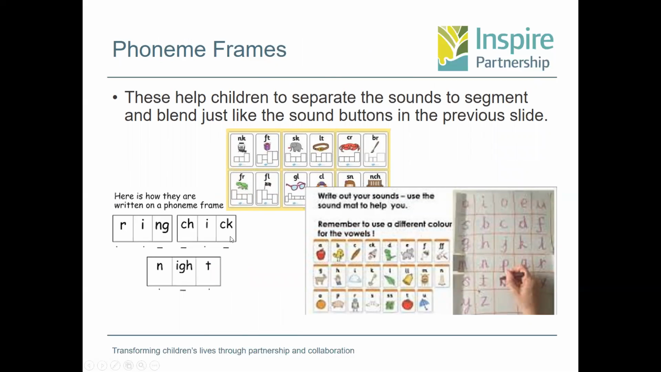Ch, i, ck, chick. It's really clear to see how there are 3 phonemes, and therefore we would use 3 fingers to represent a word such as this. The same goes for night. N, igh, t, night.